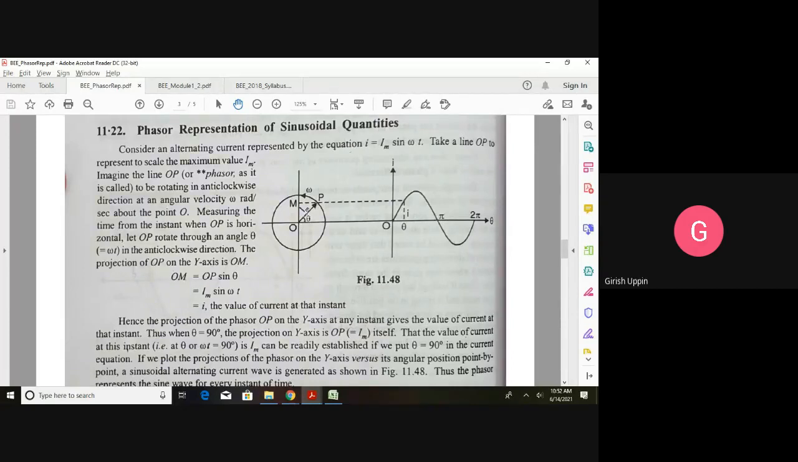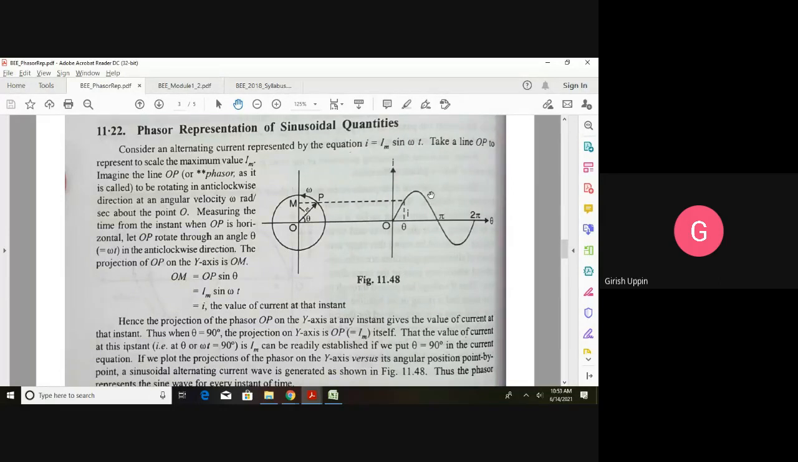The length of OP is equal to the peak value of this alternating quantity. Let us say, for example, this is the current, this is 10 amperes, and you take a 10 centimeter line. Initially, it is on the x-axis. Whatever the phasor, it has a projection. Whatever projection it makes, you keep on drawing those projections.